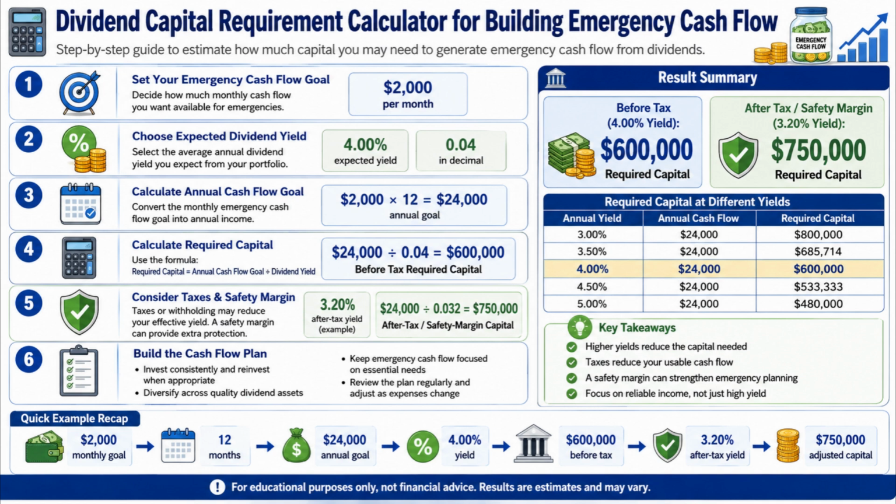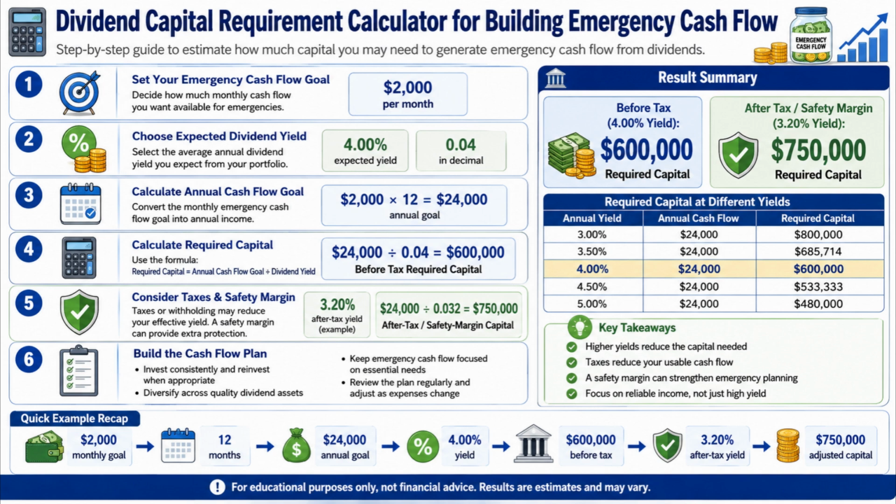Furthermore, the infographic compares required capital at different dividend yields. At a 3% yield, the required capital is $800,000. At a 3.5% yield, it becomes $685,714. At 4%, the required capital is $600,000. At 4.5%, it falls to $533,333, and at a 5% yield, it falls further to $480,000. Therefore, higher dividend yields reduce the amount of capital needed to reach the same emergency cash flow goal.